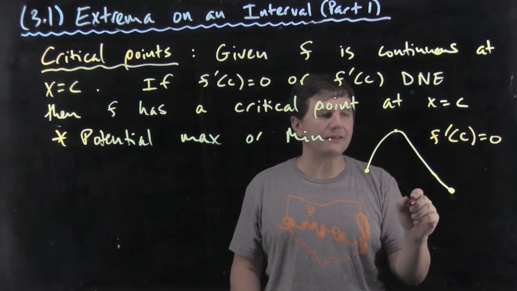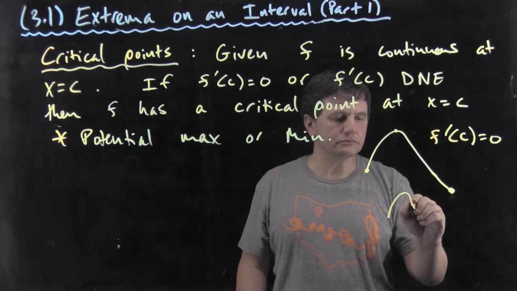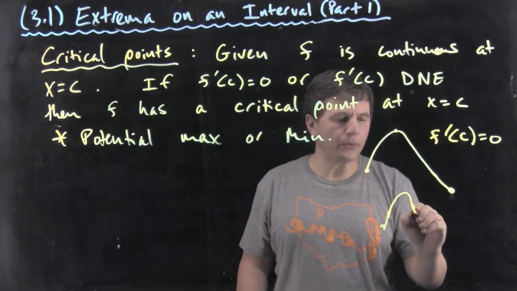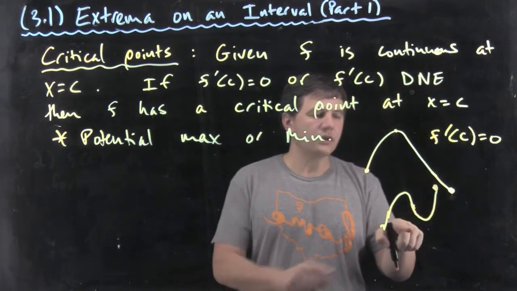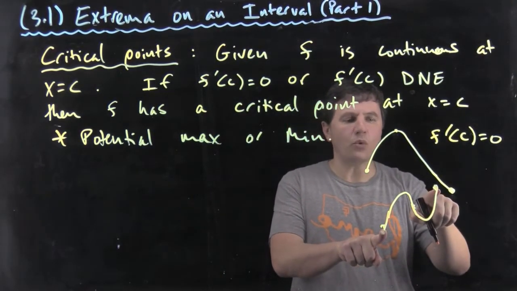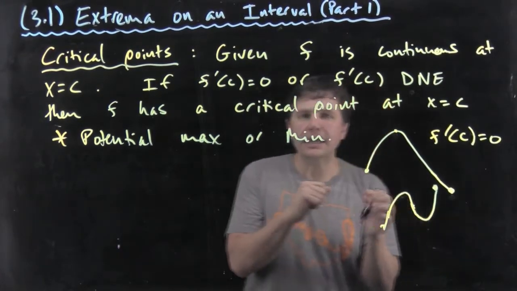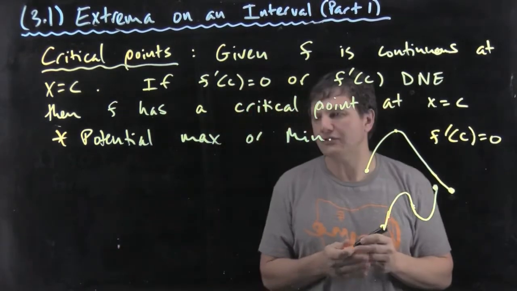So for instance, if I had something like this, I have my absolute min at that endpoint, the absolute max is that endpoint. I had potential, because there are critical points both here and here, but in those cases they weren't absolute maxes or mins.